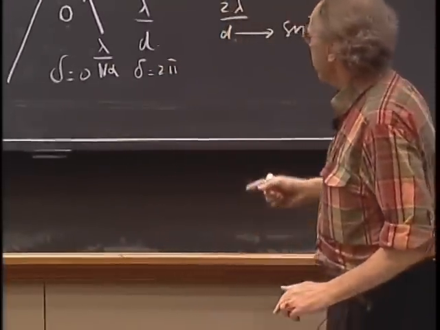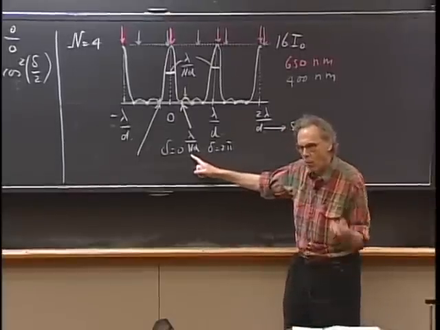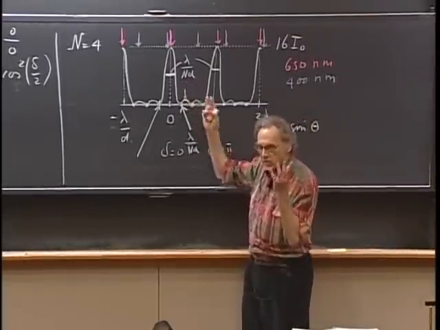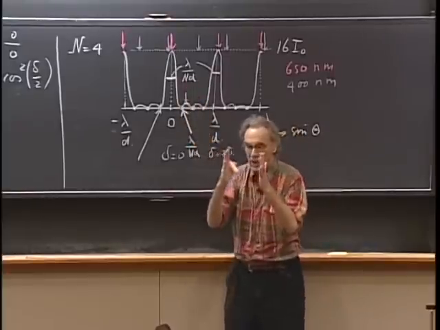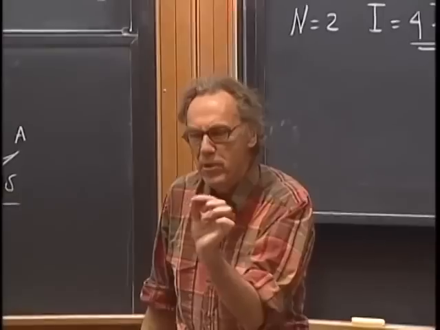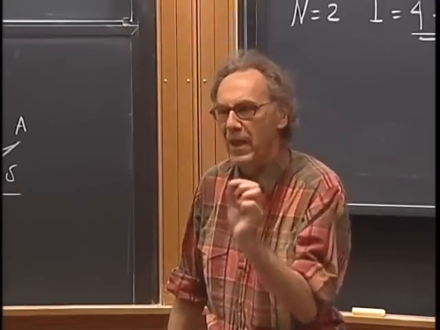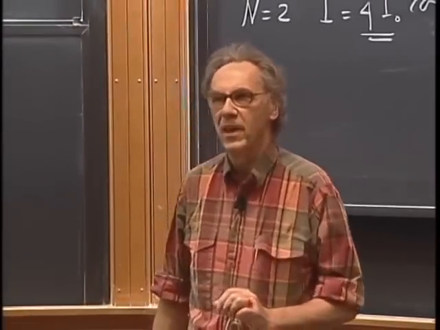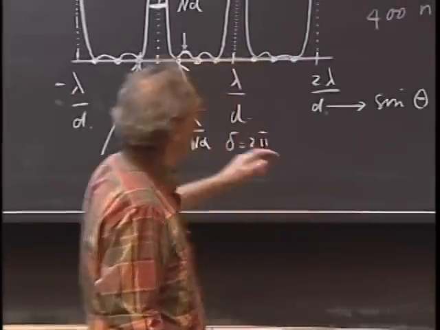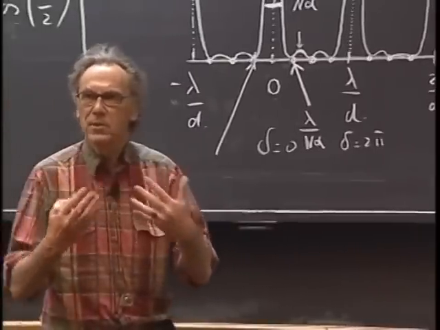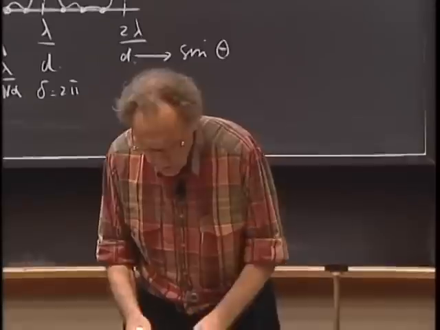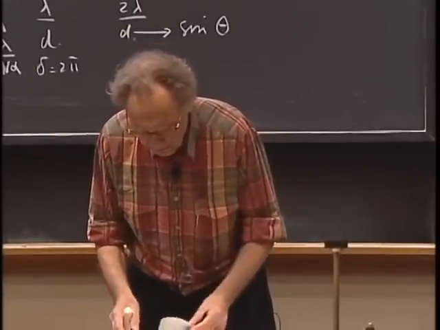Now, you can see that the larger n is, the more of these openings you have, the narrower these lines are going to be, if I think of these as being a line. And that means your ability to distinguish two neighboring frequencies from each other, two different lambdas, increases. And that's what we call spectral resolution. So the larger n is, the better spectral resolution you have, your ability to separate two neighboring frequencies then increases.